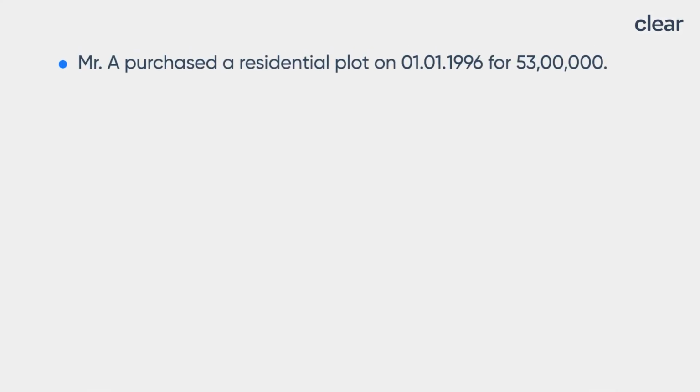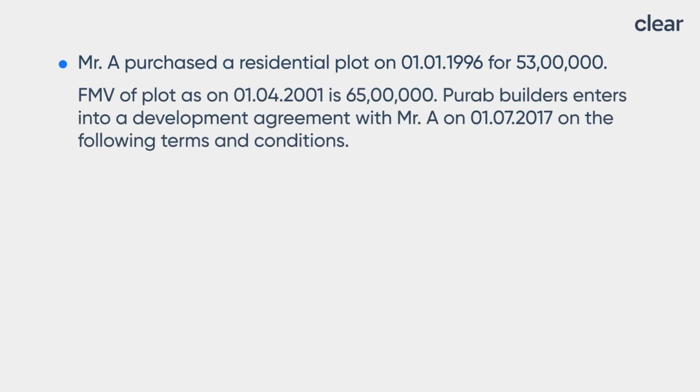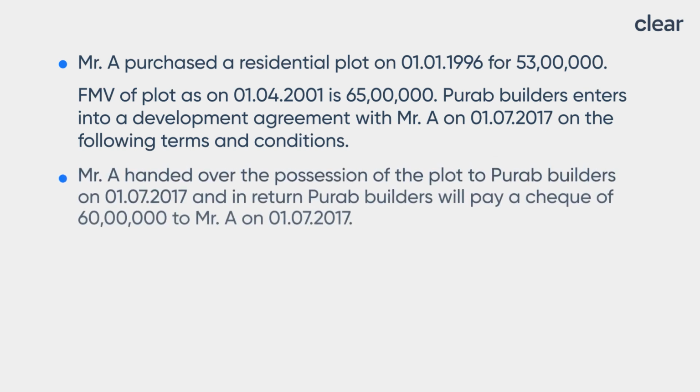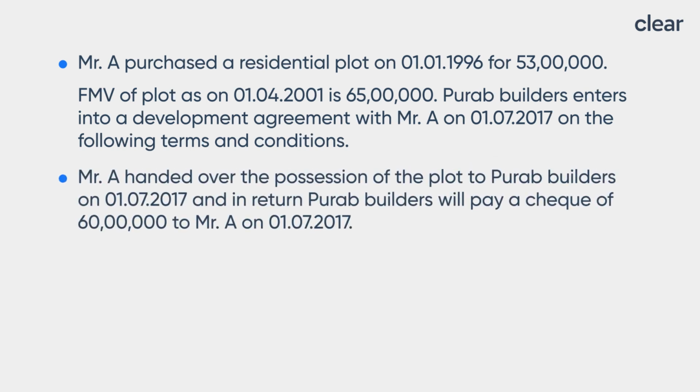Mr. A purchased a residential plot on 1/1/1996 for 53 lakhs. FMV of plot as on 1/4/2001 is 65 lakhs. Purab Builders enter into a development agreement with Mr. A on 1/7/2017 on the following terms and conditions. Mr. A handed over the possession of the plot to Purab Builders on 1/7/2017 and in return Purab Builders pay a cheque of 60 lakh to Mr. A on 1/7/2017.